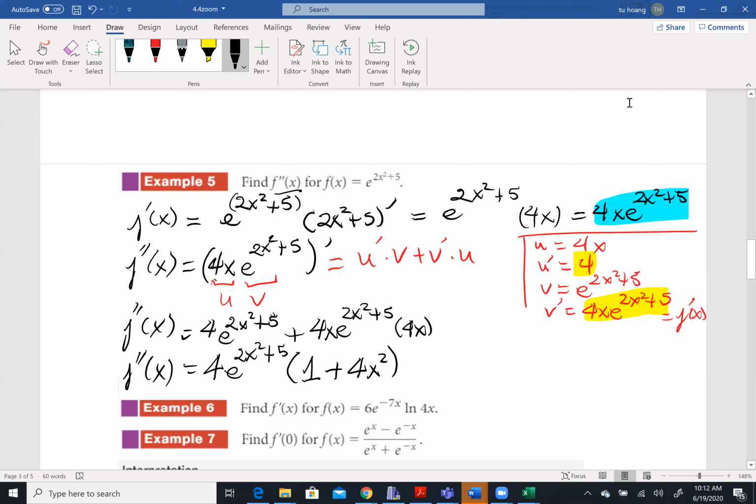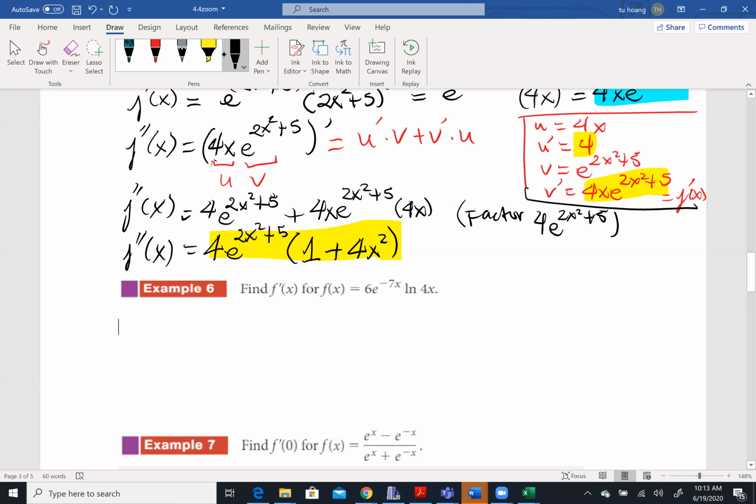I need to note, maybe I'm just gonna note here for you to make sure you know that we factor out e to the power 2x squared plus 5. Okay, so this should be the answer. And now we will move to example 6.